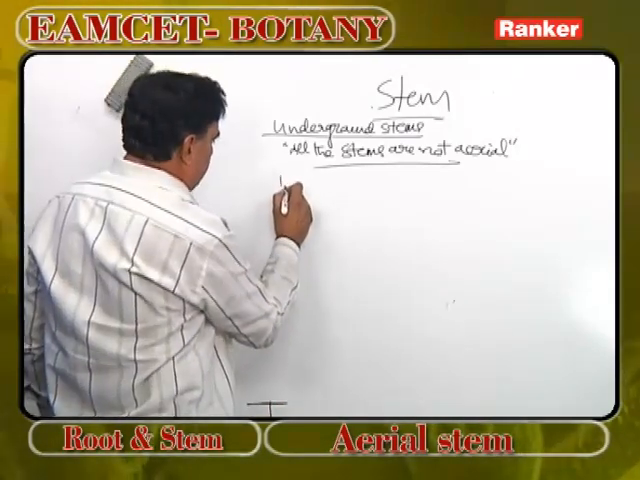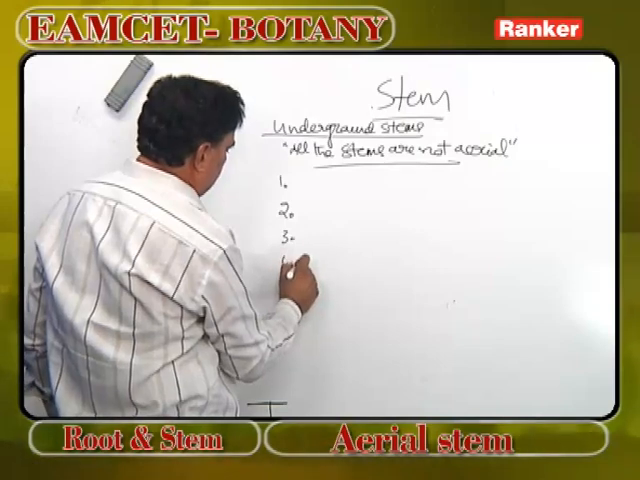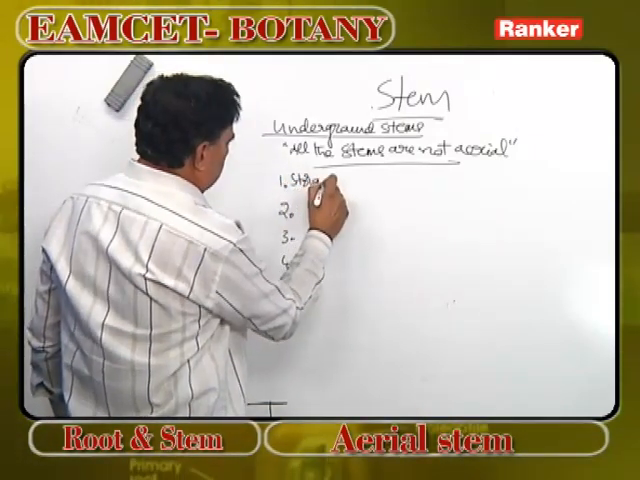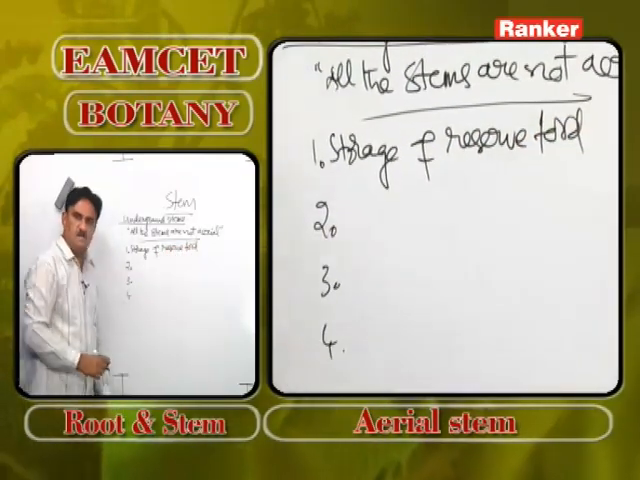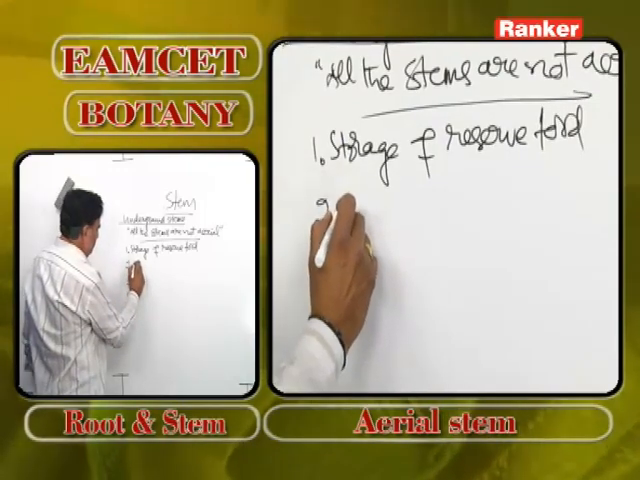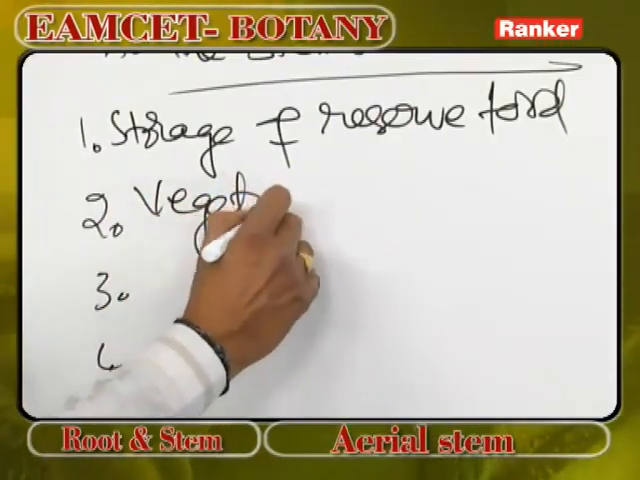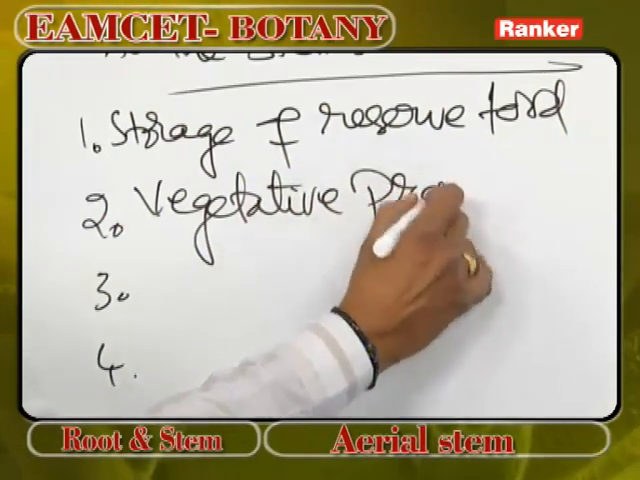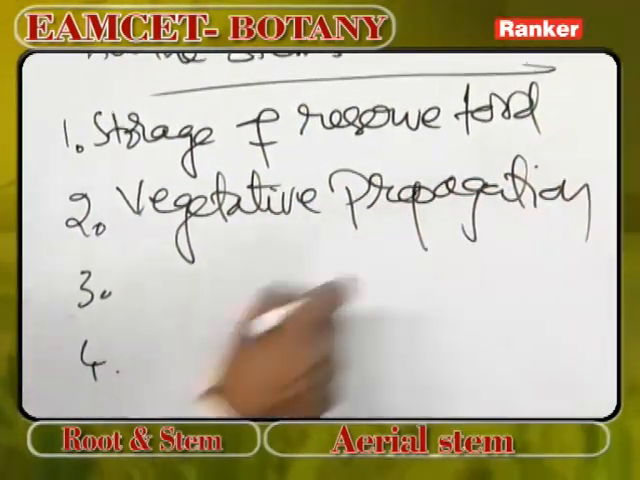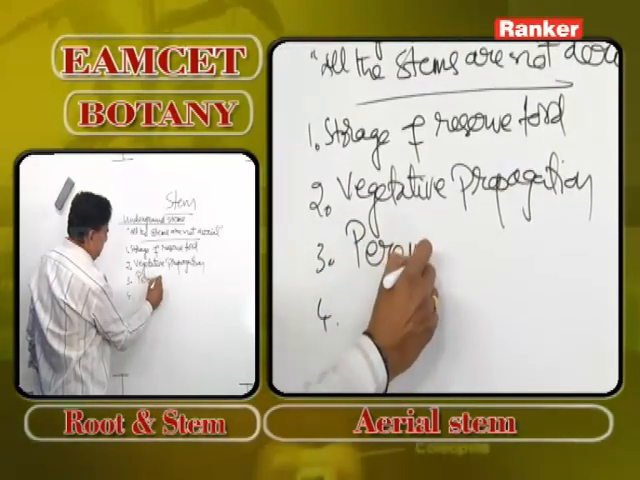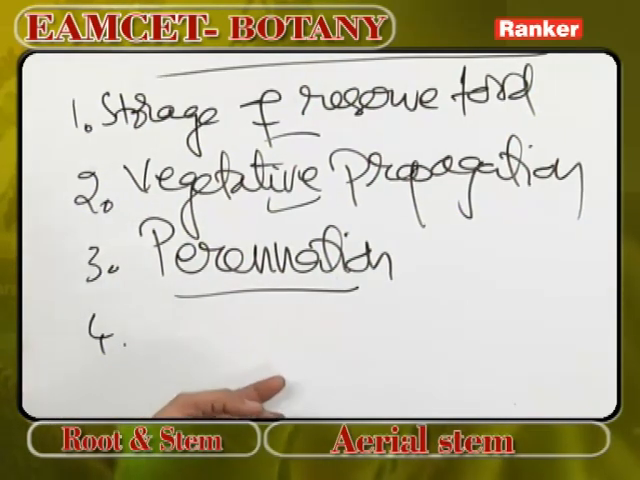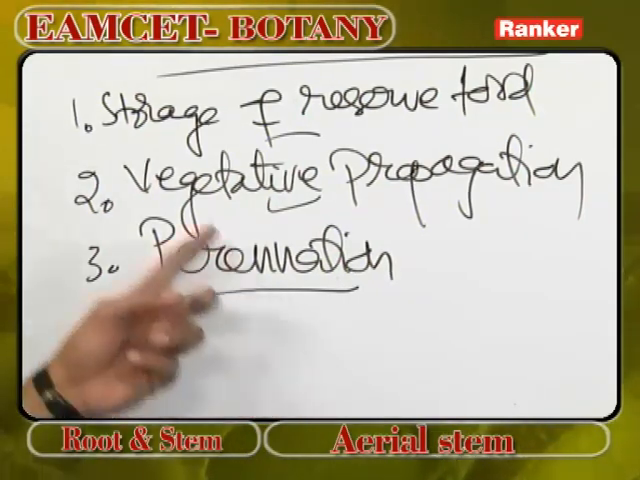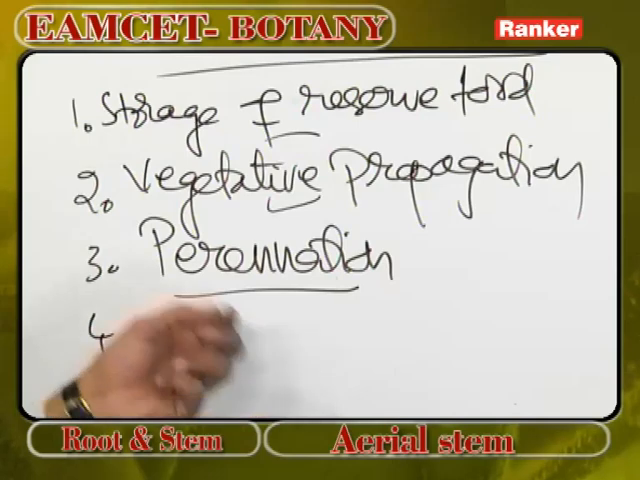The speciality of underground stems is they perform different functions. One, they help in the storage of reserve food. Two, they help in vegetative propagation. Three, they help in perennation. Perennation means living under the soil for many years and producing new plants only in particular seasons.